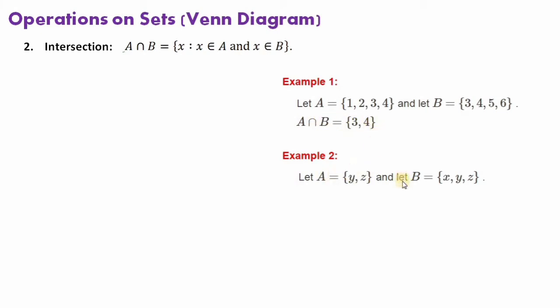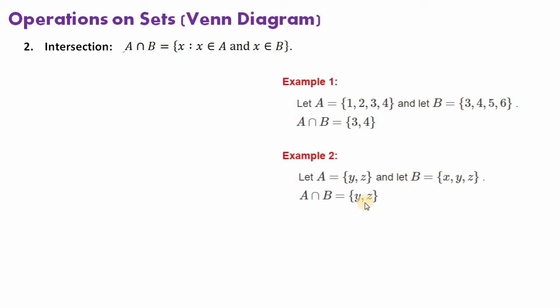Now if you see here, we have A and B, and if I ask you what the intersection is out here, you will say that the intersection will be Y, Z, because in set A we have got Y, Z and in set B we have got Y, Z. So what is common? Both Y and Z are common, so that's why we write Y, Z out here.